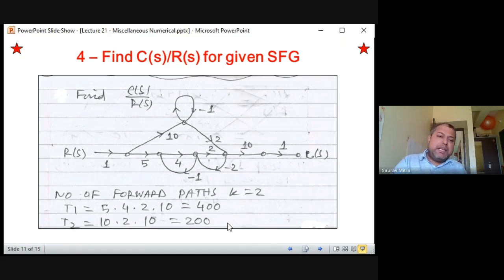Next, this numerical, actually we have solved. It's a very easy numerical, but I have made it interesting because I'm not writing G1, G2, G3, G4. I'm writing everything in terms of gain. Okay, and this is something very different. It looks a little strange. This is called a self loop, and this is a self loop with negative feedback. And why is this special?